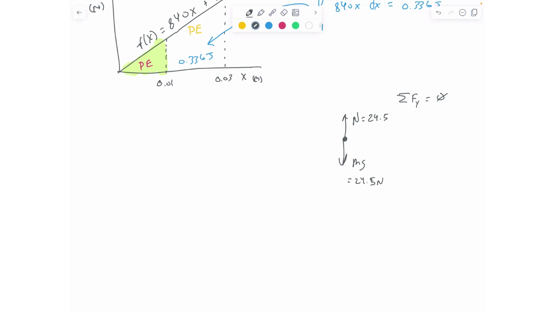Now this thing is going to be accelerating in this direction, right? So there's going to be acceleration in this direction. It's going to be accelerating in this direction here, to the right. Now, because of that, there's going to be a frictional force to the left, right? There's going to be a frictional force to the left.